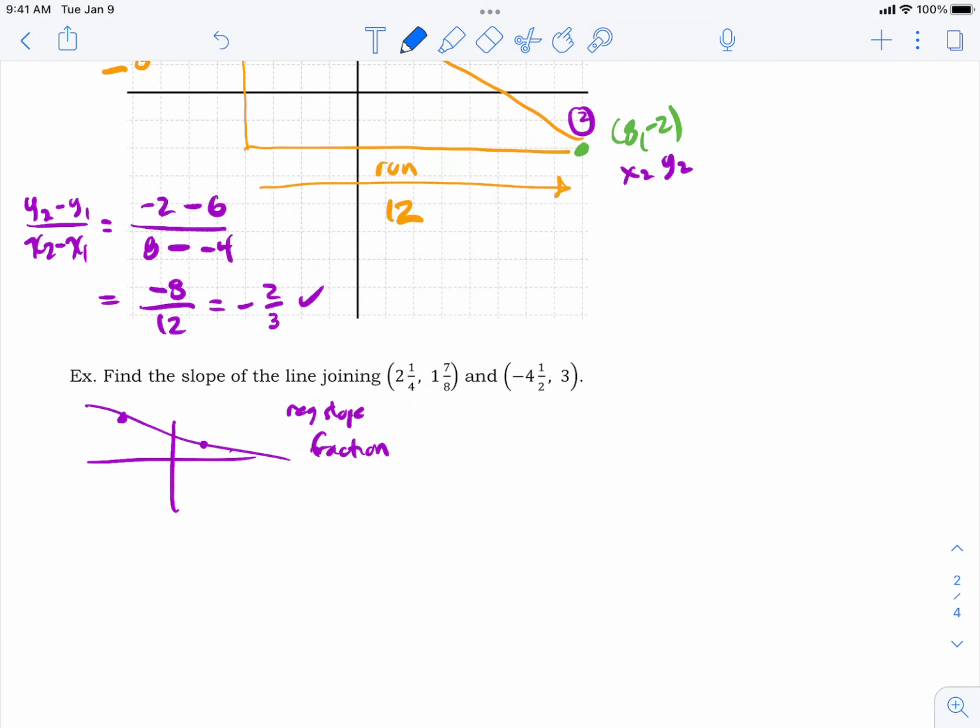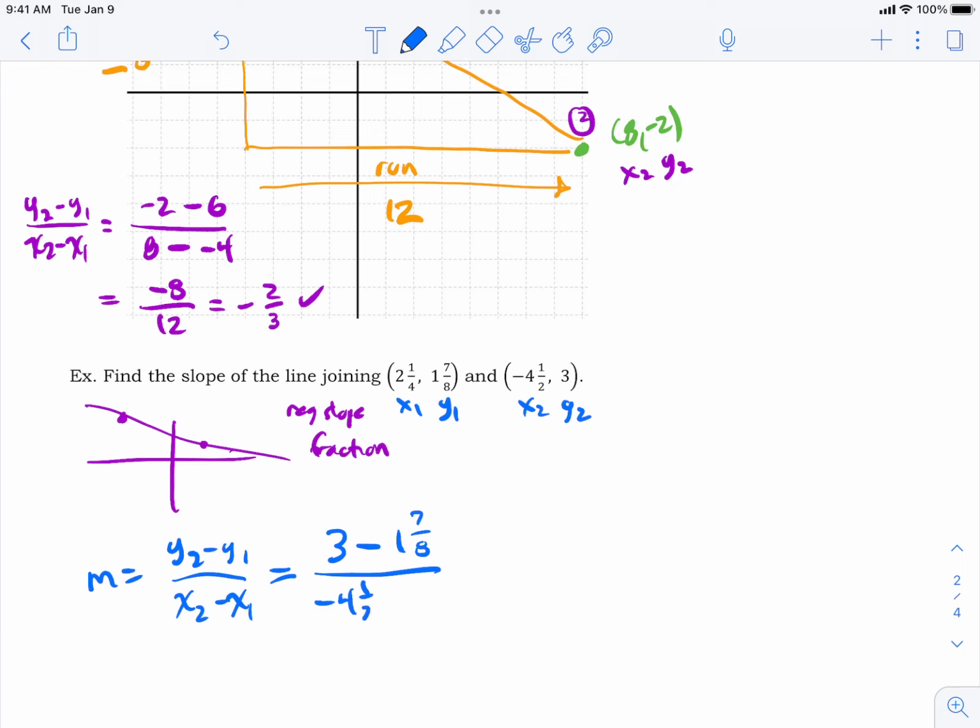But let's actually get it now. Let's use the formula. So I'm going to call that my x1 and my y1. I'm going to call that my x2 and my y2. So the slope, the rise over the run, is the change in y over the change in x, isn't it? y2 minus y1 over x2 minus x1. And what do we got here? y2 is a 3. Minus. y1 is a 1 7/8. Oh boy. x2 is a negative 4 1/2. How nice. Minus. And x1 is a 2 1/4.